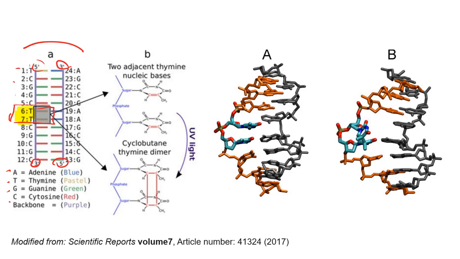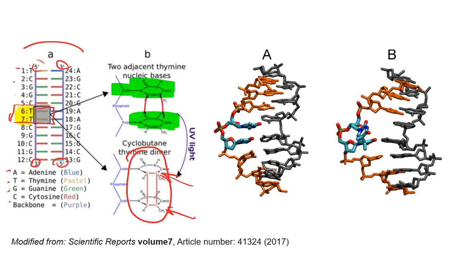UV light, so light from the sun or light that has enough energy in the UV spectrum, we know that light has a certain amount of energy to it. When we have those two thymines right here, we know that UV light can create links between them. So chemically, it will create a covalent bond between those two thymines. So thymine number 1 here and thymine number 2 there. There is a covalent bond that can be seen right here in the middle.